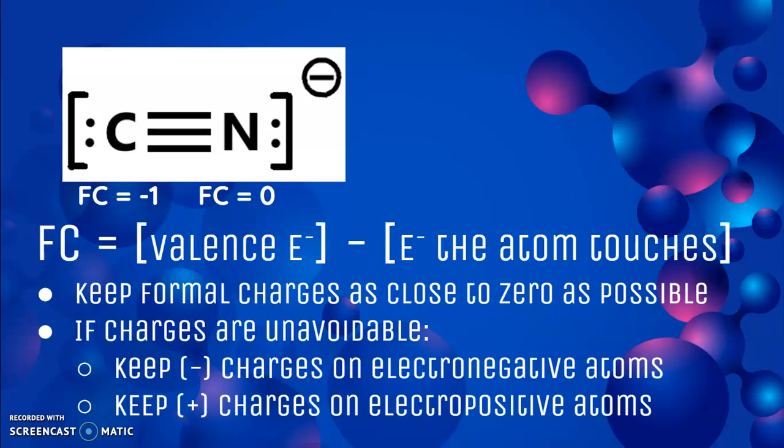And if you do have to have charges, like if they're completely unavoidable, then it would be best to try and keep your negative formal charges on more electronegative atoms and to keep your positive charges on more electropositive atoms. And I know that's kind of an outdated term. I guess it would be on your less electronegative atoms, so something that's closer to francium on the periodic table.